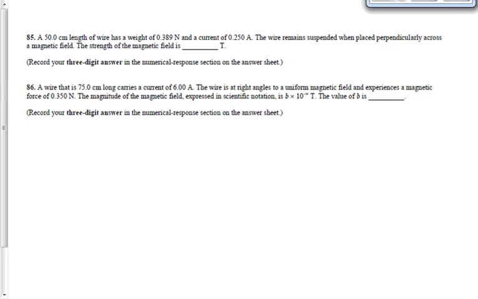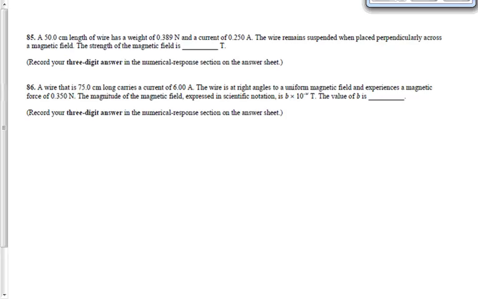It says a 50.0 centimeter length of wire with a weight of 0.389 newtons and a current of 0.250 amps. The wire remains suspended when placed perpendicularly across the magnetic field. What's the strength of the magnetic field? Look, what do we got here? We got a wire, not givens. Okay, we're not looking at givens right now. We're looking at the bigger picture here. What do we know about this? What's the situation?